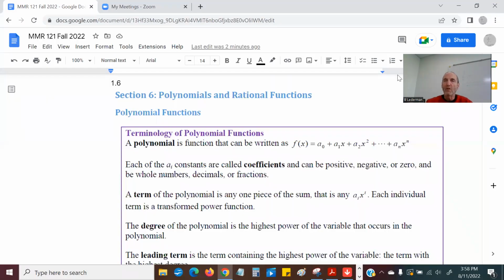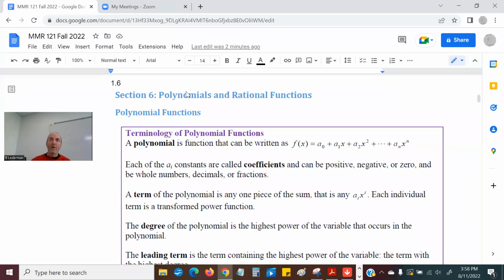So this is polynomials and rational functions. Let's be rational here, will you? A polynomial is a function where it's a0 plus a1 times x plus a2 times x squared plus dot dot dot plus an times x to the n. So the a's are just plain old numbers, and the x's are the variables, and these are of course exponents. Now the a's are called coefficients.